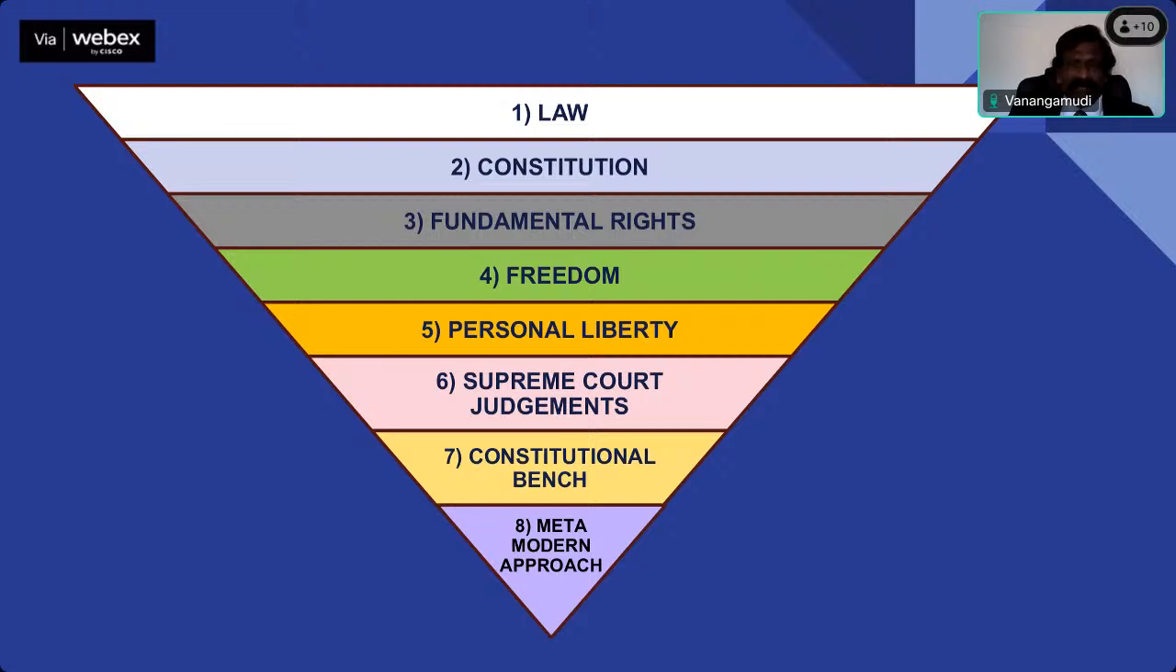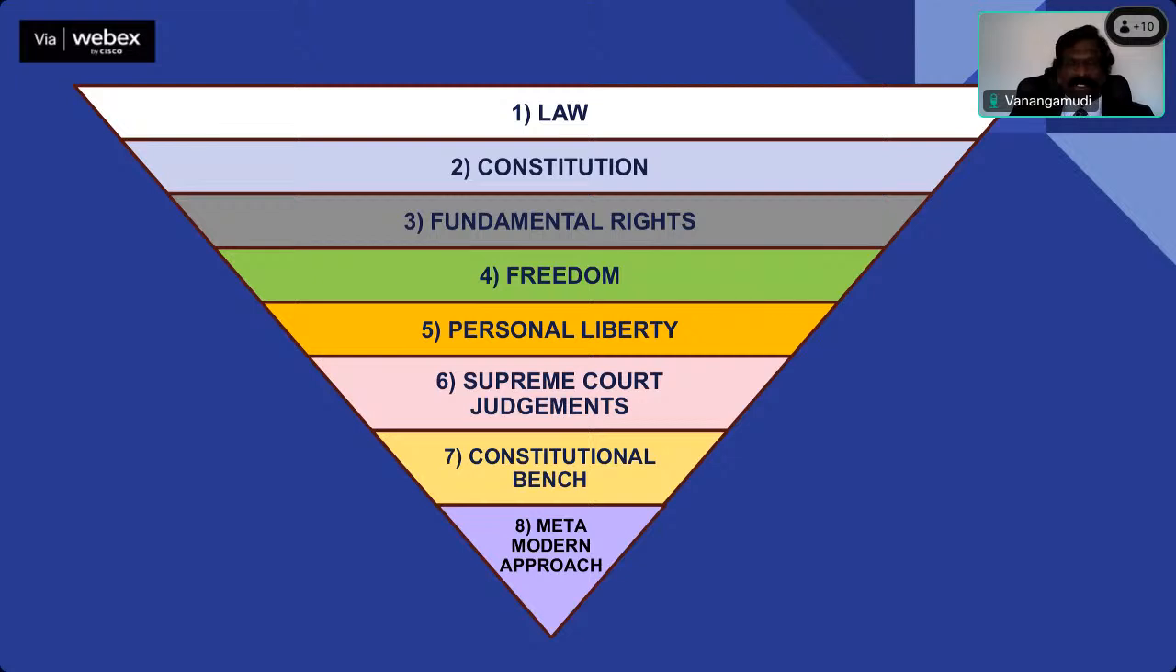Personal liberty is part of liberty, but all personal liberty will not be included within this liberty. So liberty is a broader one, and personal liberty is a narrow one. When I talk about personal liberty, I mean Article 21. As I said, it is a single-sentence article, and right from 1950 till date it has not been subject to any amendment.